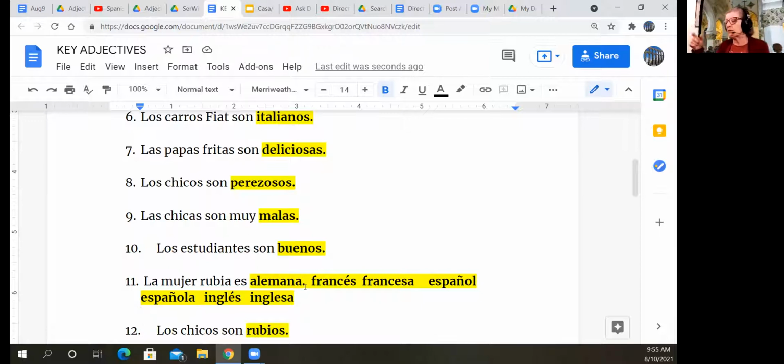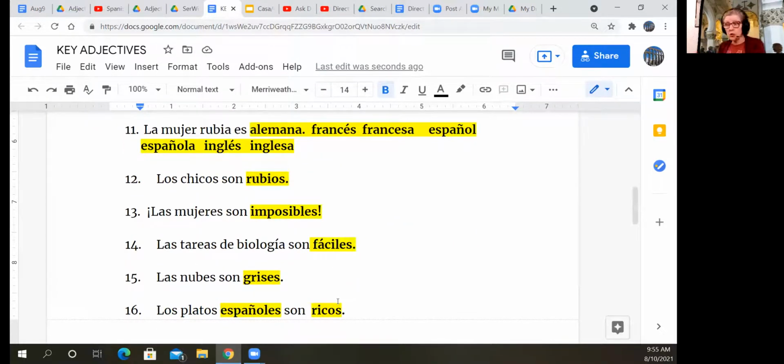So I'm showing you some words that go from masculine to feminine in that nationality category. Alemana is German. Francés or francesa would be French. Español or española would be Spanish. Inglés or inglesa would be English. Those are some examples of nationality words that don't end in O. A lot do. Mexicano, chileno, norteamericano, mexicano, peruano. So a lot of them do end in O, but those are some examples of ones that do not.